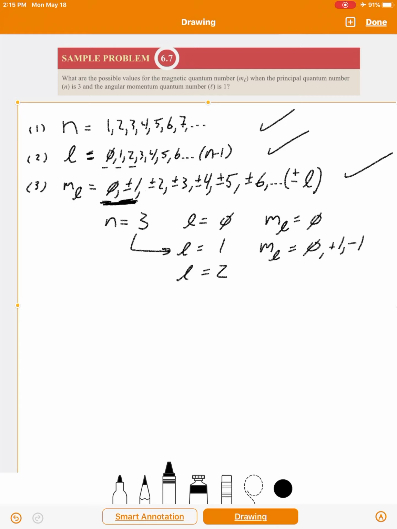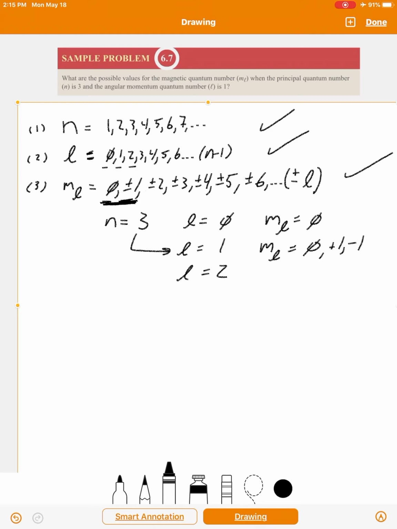We'll see later on that this has ramifications for where we put electrons, but what that means is there's 3 possible values. It could be 0 or plus 1 or minus 1. Now, in this particular problem, they say l equals 1, so there's your answer. m sub l could be 0, plus 1, or minus 1.